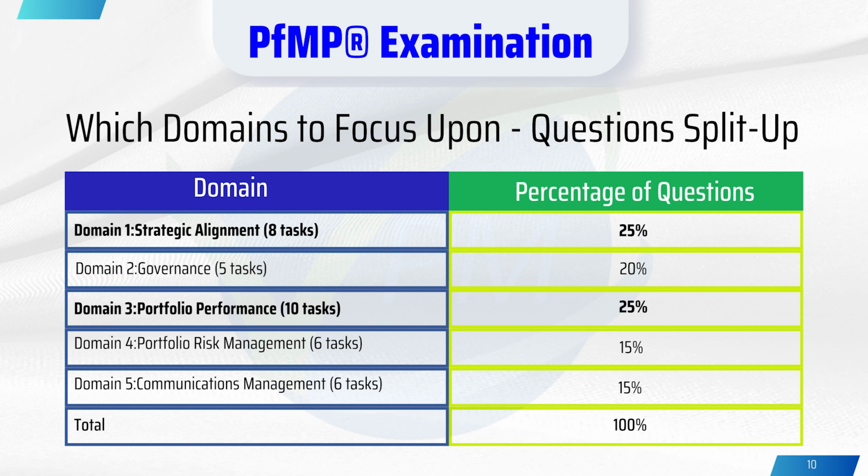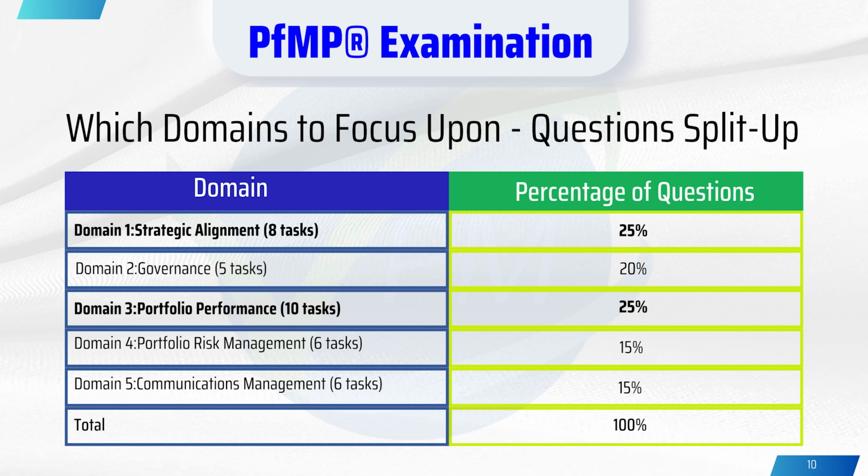Now, a similar structure applies to the PfMP exam. If you already know what PfMP stands for, there are 5 domains, similar to what you've seen in the PgMP. We're talking about strategy, governance, and portfolio performance, which will give you 25% of questions. By the way, between strategy and performance, you're going to see 50% of questions, and that's a good number of questions. And don't underestimate risk and communication. That's giving you 30% of questions.